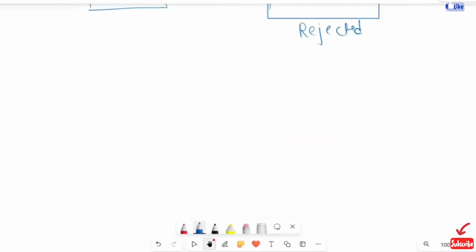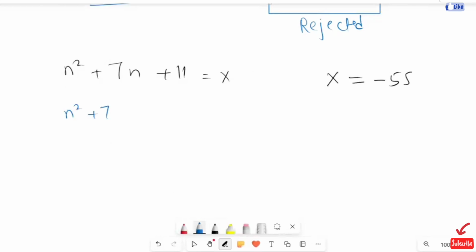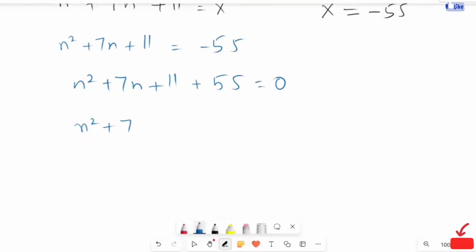Next, I am going to take the x value that is minus 55. So n square plus 7n plus 11 is equal to minus 55. This negative 55 I will take to the left hand side, so n square plus 7n plus 11 plus 55, which is n square plus 7n plus 66, is equal to 0.